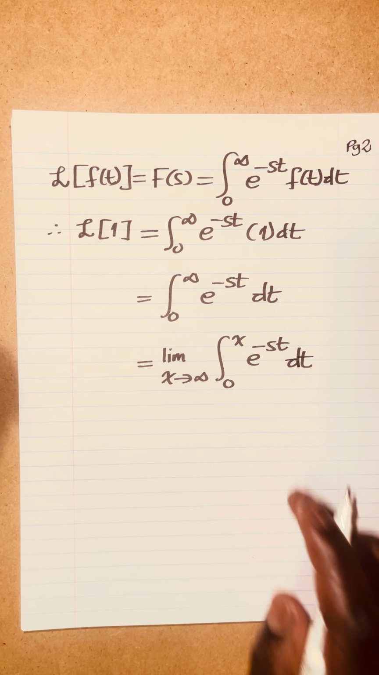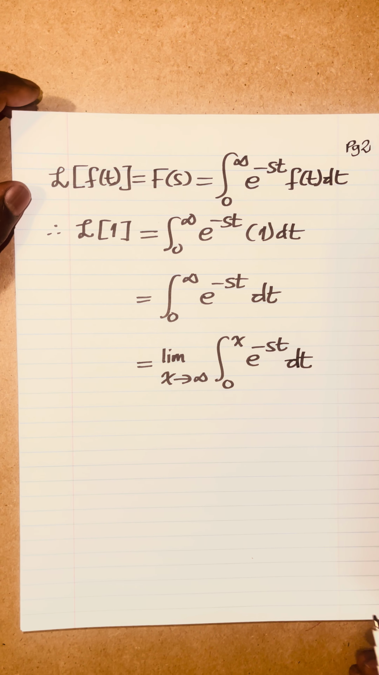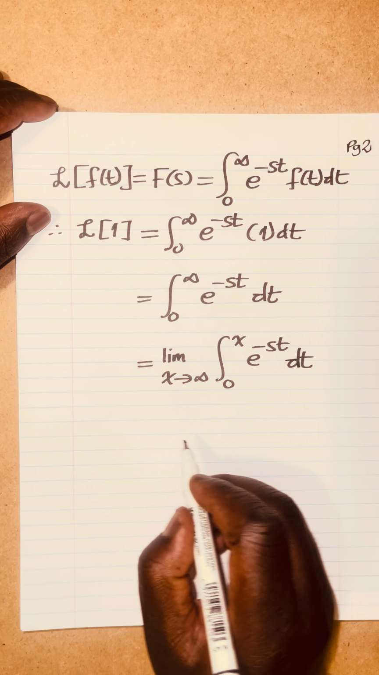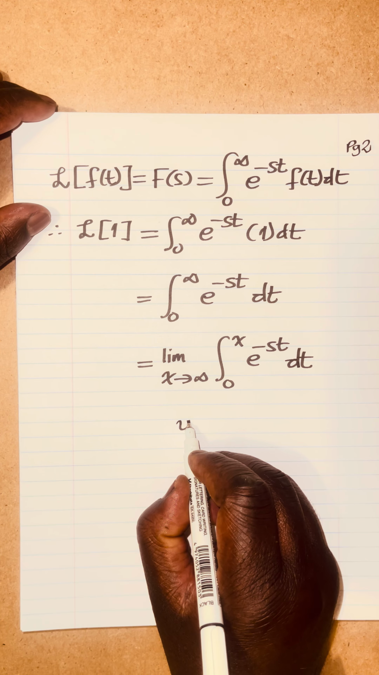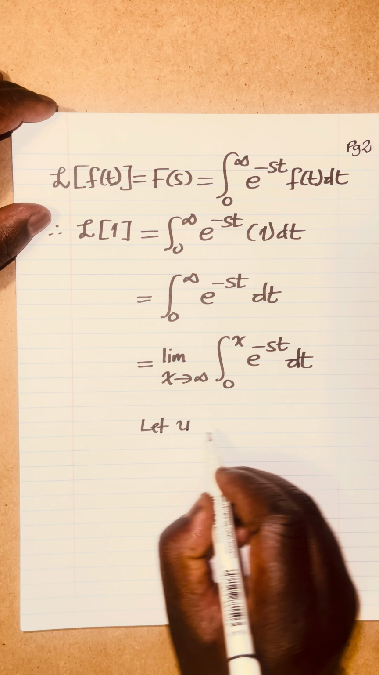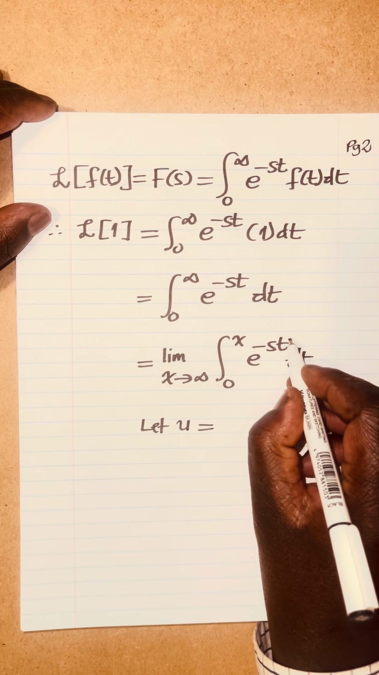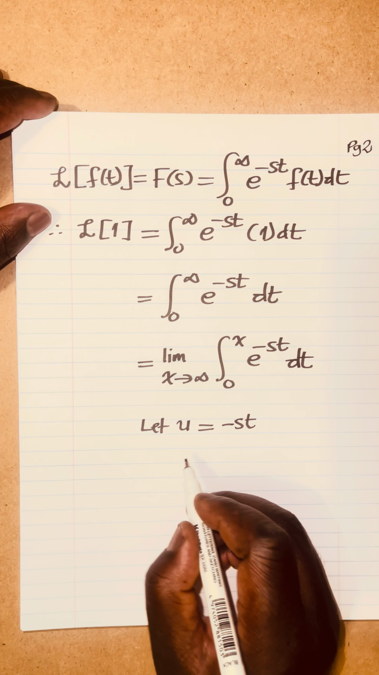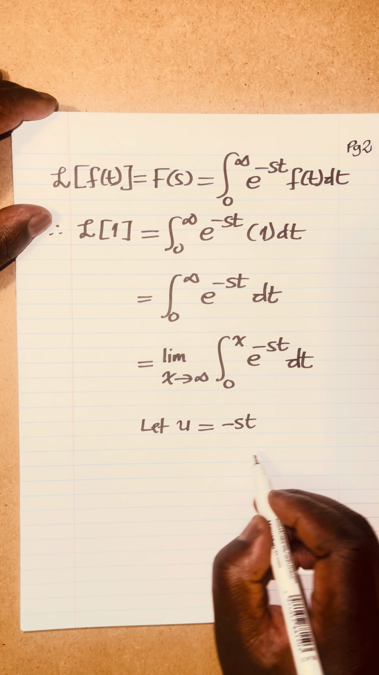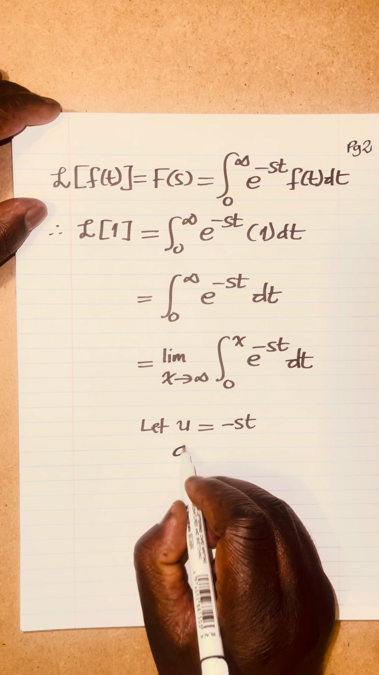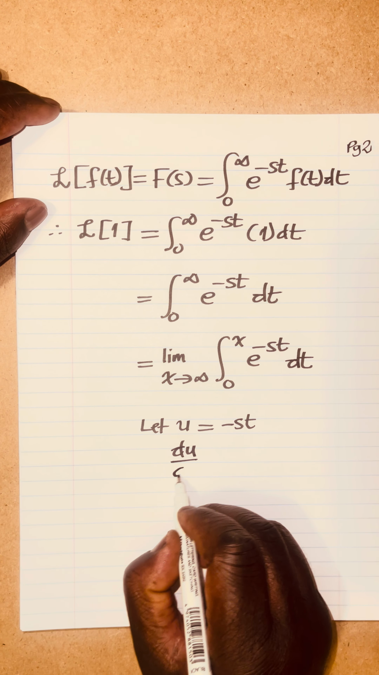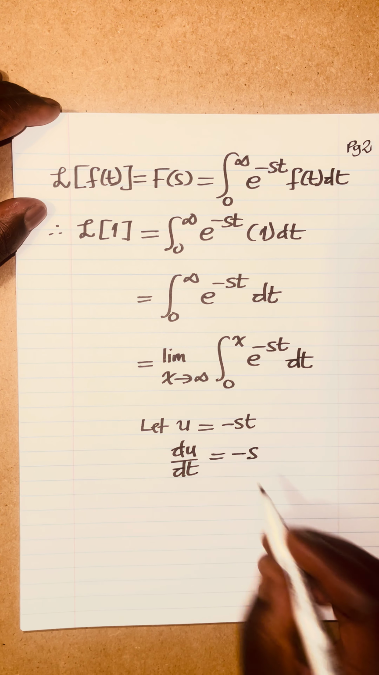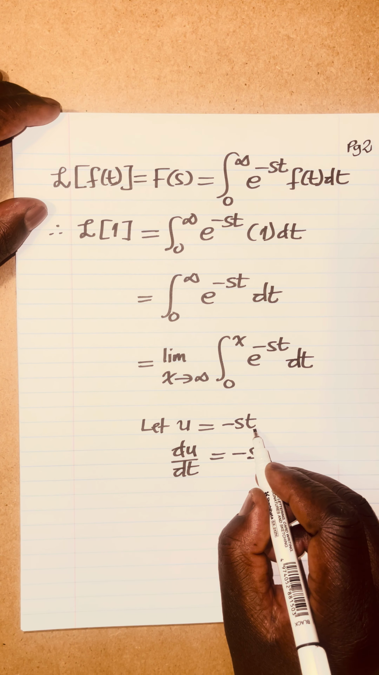Now we have to evaluate this. I'm going to ignore the limits for now and then come back and consider the limits. So here is what I'm going to say. Let u be equal to e to the power minus st, and therefore differentiating both sides with respect to time, you're going to have du/dt. You notice on the right hand side you just have minus s, because minus s is a constant. Derivative of t with respect to t is 1.